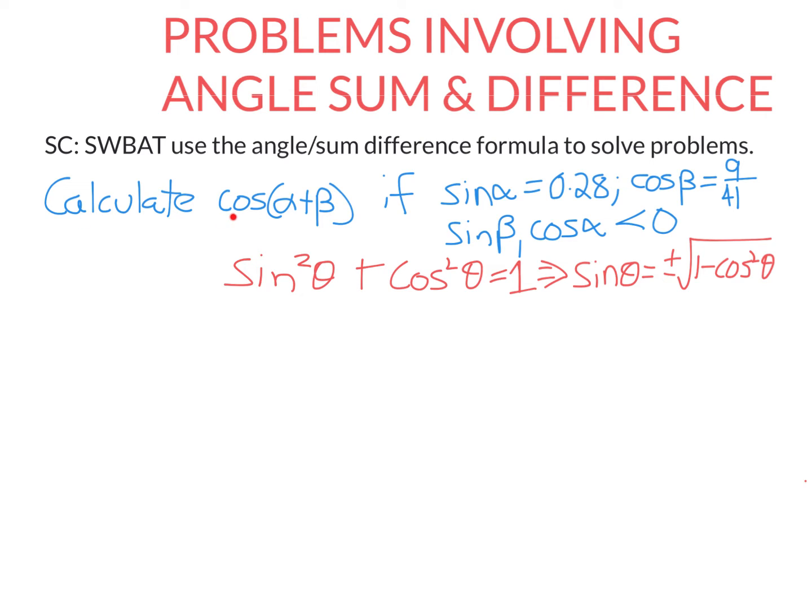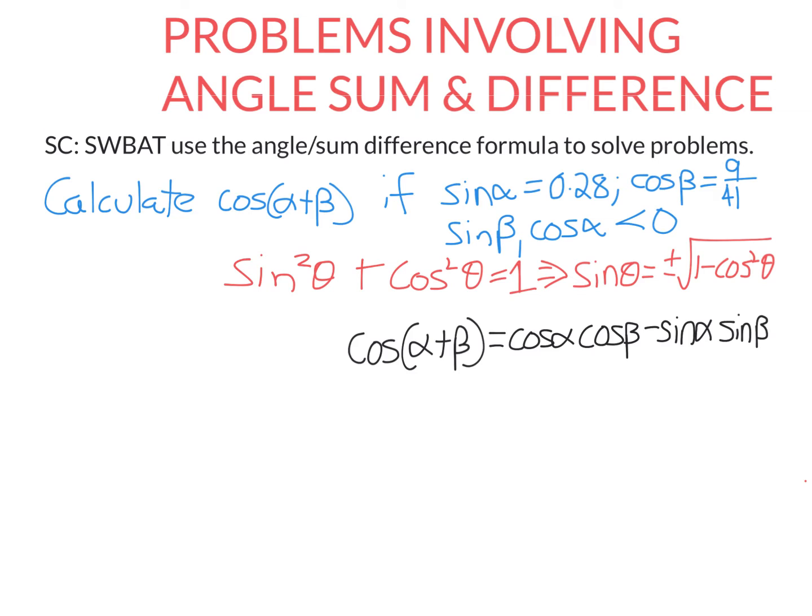We're going to calculate the exact value of cos of alpha plus beta, if sine alpha is this, cos beta is this, and we're told sine beta and cos alpha are less than 0. So we're going to start by using the angle sum formula for cosine. So cos of alpha plus beta is cos of the first times cos of the second minus sine of the first times sine of the second.